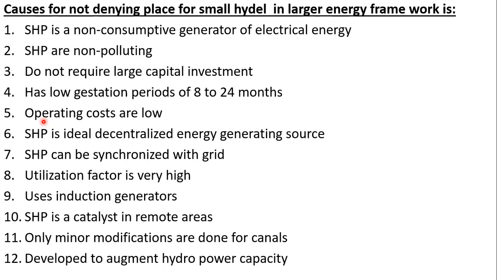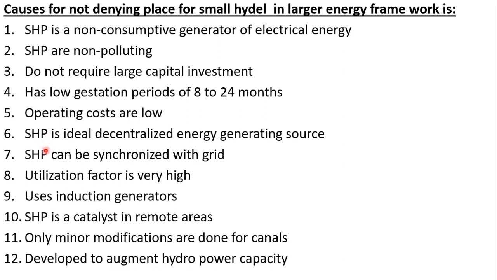Next, sixth one is SHP is an ideal decentralized energy generating source. That means it can supply energy to rural feeders, thereby we can reduce distribution losses to a large extent. While distributing electrical power through transmission, we are having transmission and distribution losses, right? So we can cut these losses to a large extent.